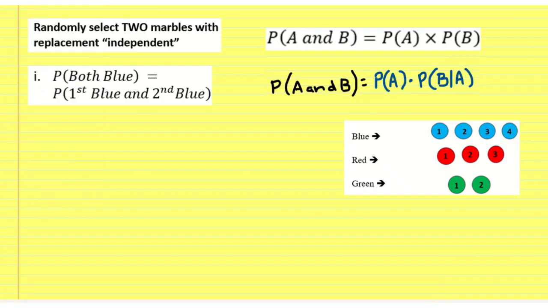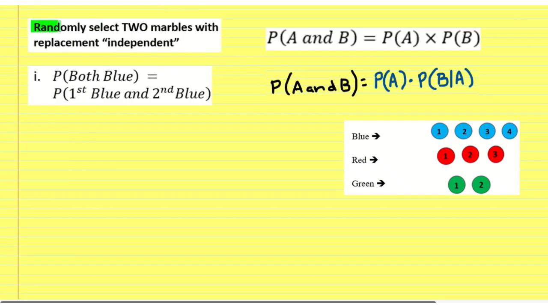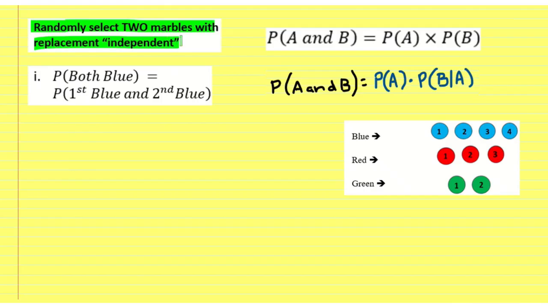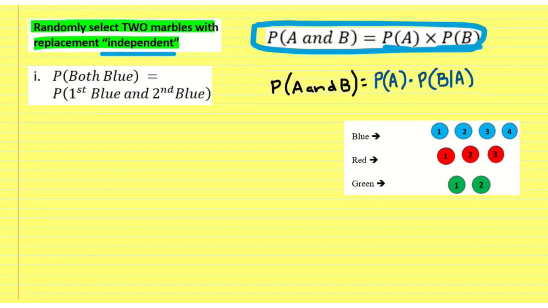Okay, let's look at our first example. Our instructions say to randomly select two marbles with replacement, which will be independent. So if we are taking a marble out and we're putting it back in, is our second probability going to change? No, because it's completely independent. We're going to put it back in. We're going to start out with 9 marbles. We're going to put it back in, replace it. It'll still be 9. So your probabilities will remain balanced and independent of each other. So we're going to choose this version of our probability formula.